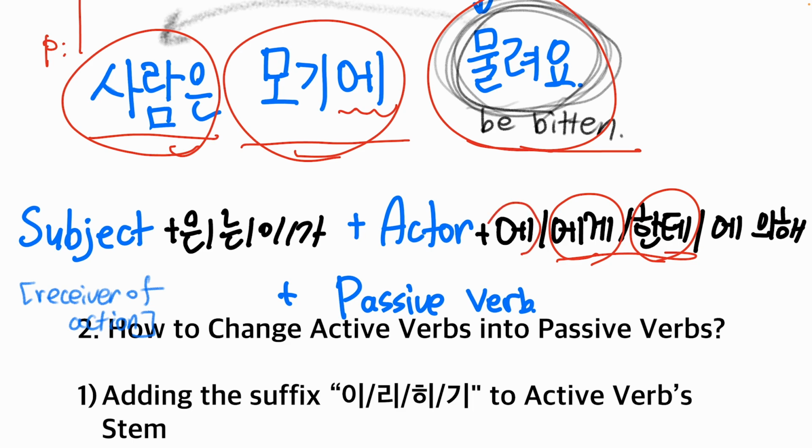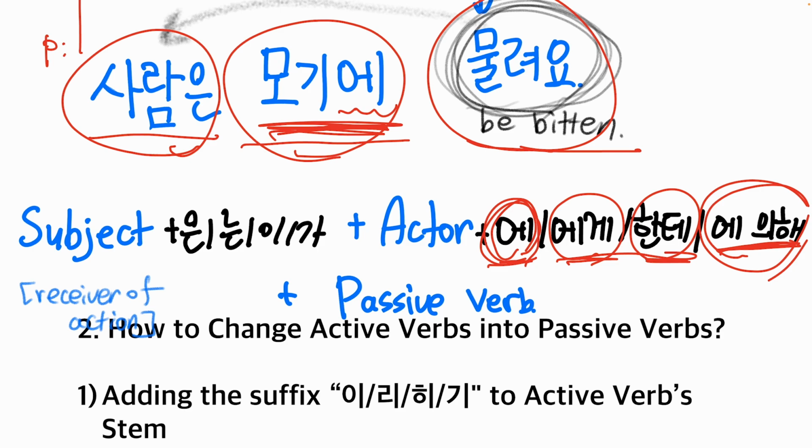And as for 에, it has plenty of meanings, but here when it means by, it can only be used for non-living things or insects, just like we used 에 for 모기, mosquitoes. And it can also be used for a big group of people, like organizations, companies, or even a country. And 에 의해 is a very formal word that means by, so we're not going to be using 에 의해 in our classes, so you can just remember mainly these three particles, 에, 에게, 한테, that mean by.